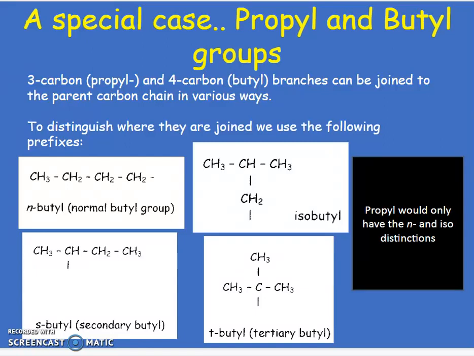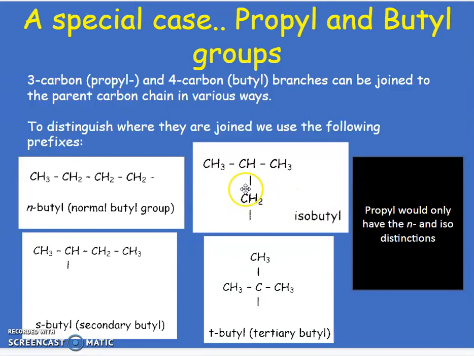Okay, so with butyl, you actually have four different variations that they can come in. Remember, butyl is a four carbon branch. When the four carbons are just in a row, attached at carbon one, it's just butyl. I know this says N-butyl. Just by putting butyl, that means automatically carbon one.